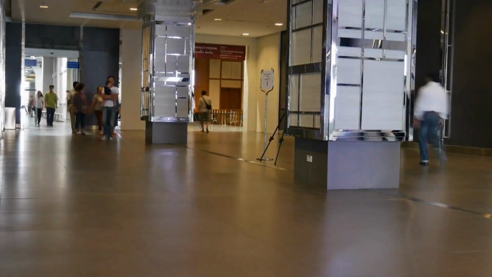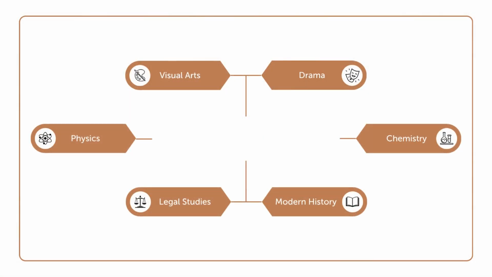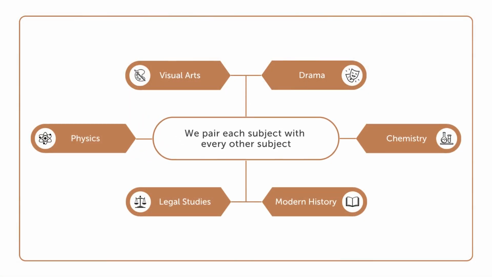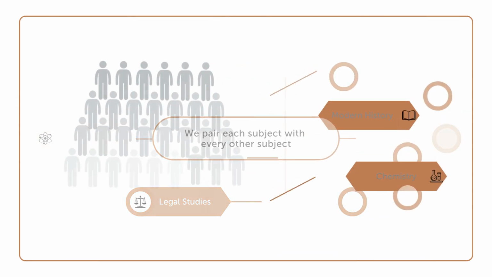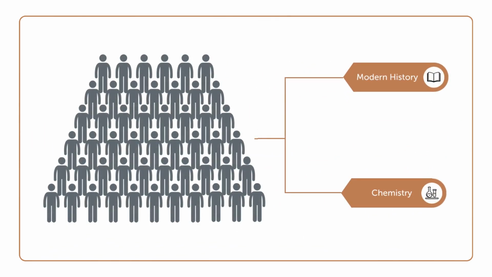To work out which subjects get scaled up or down, we pair each subject with every other subject. Consider a pairing of modern history and chemistry. Let's say in 2025, out of all of the SACE Stage 2 students, 750 students had both modern history and chemistry in their study pattern.